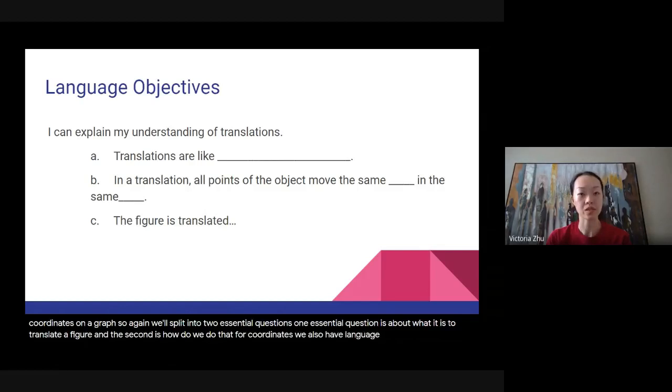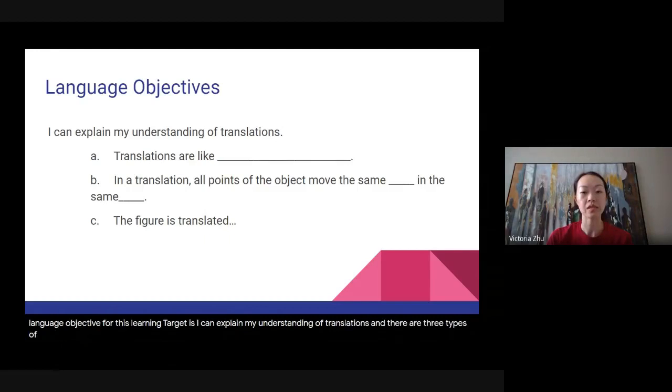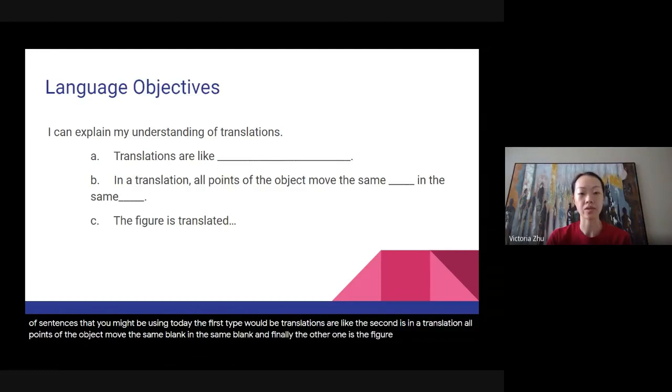We also have language objectives. Your language objective for this learning target is I can explain my understanding of translations. There are three types of sentences that you might be using today. The first type would be translations are alike. The second is in a translation, all points of the object move the same blank in the same blank. And finally, the other one is the figure is translated blah, blah, blah. We'll be using those built into our lesson.